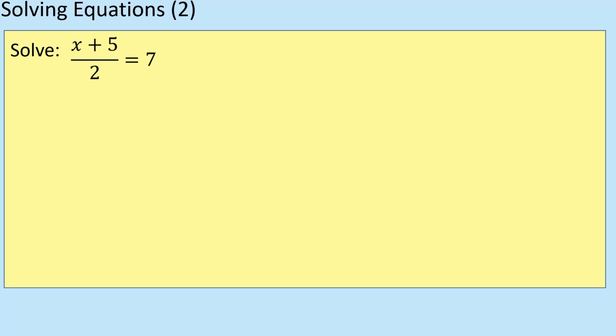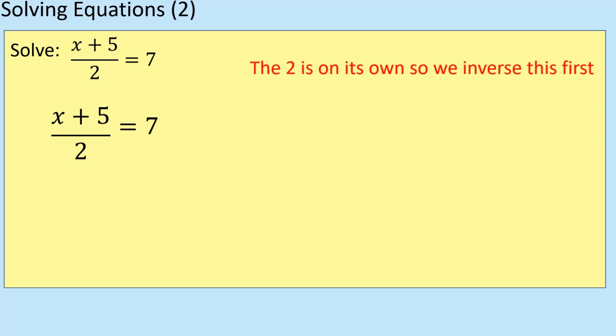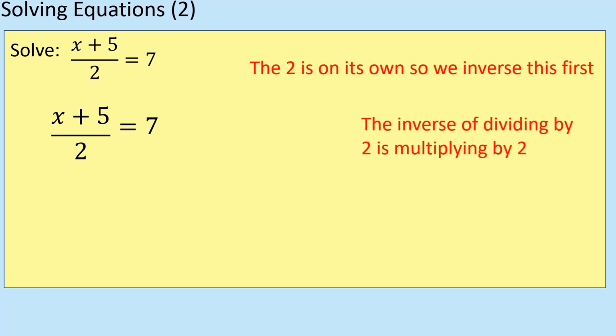When I'm looking at this one, again thinking about what's happened to the x, it's x plus 5 all divided by 2. If it's all divided by 2, the first thing I need to do is multiply by 2. That's the inverse bit. The 2 is on its own, so we inverse this bit. You could argue that the 5 is on its own, but because x plus 5 is all divided by 2, I have to get rid of that 2 first. So I'm going to times it by 2 first of all.